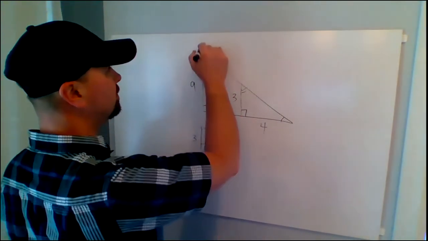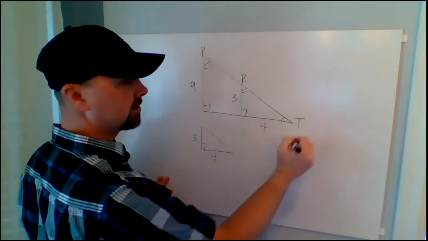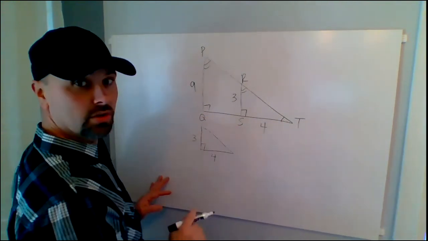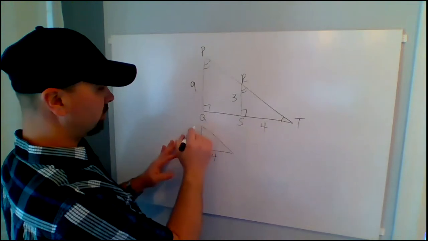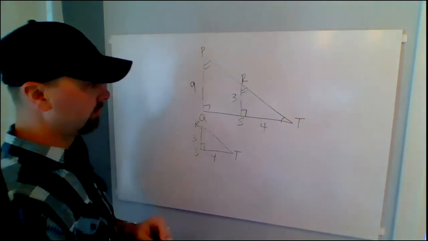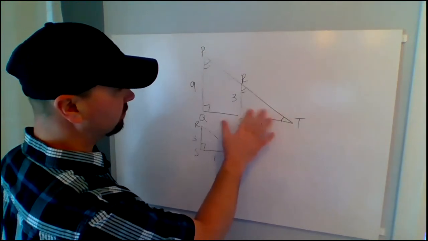Let's get these letters. P, R, T, S, and Q. So then this one would be R, S, T. Okay. If you want, you can even take this out.